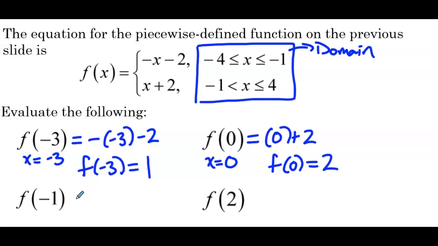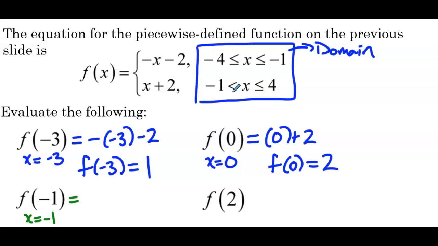F of negative 1. So our input's negative 1, that's our x value. Now looking at the domain, I see negative 1 twice. So now we have to look more carefully. We have to look at the inequality signs. In the upper domain, x is less than or equal to negative 1. In the lower domain, negative 1 is less than x.